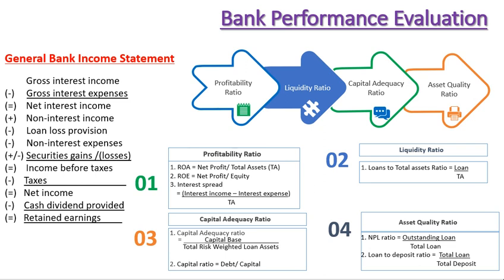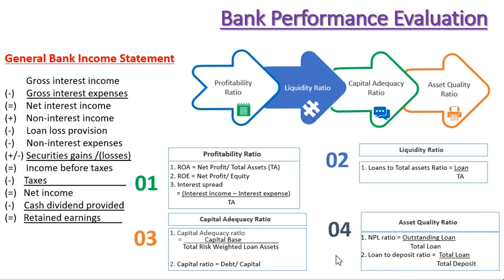In terms of liquidity ratio, we will be looking at the loan to total asset ratio. We want to know the percentage of loan out of the total asset. For capital adequacy ratio, we take the capital base divided by total risk-weighted loan asset, and this ratio basically measures the financial strength of the bank. The higher the ratio, the greater the safety of the bank. Besides CAR, we will be looking at the capital ratio as well, where we take debt divided by capital.